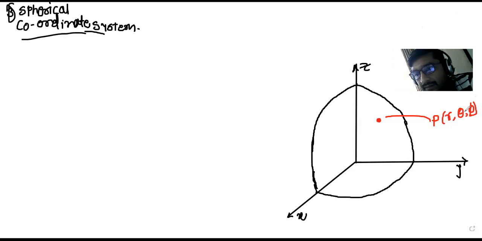We have r, theta, phi. Can someone respond? Is it visible?